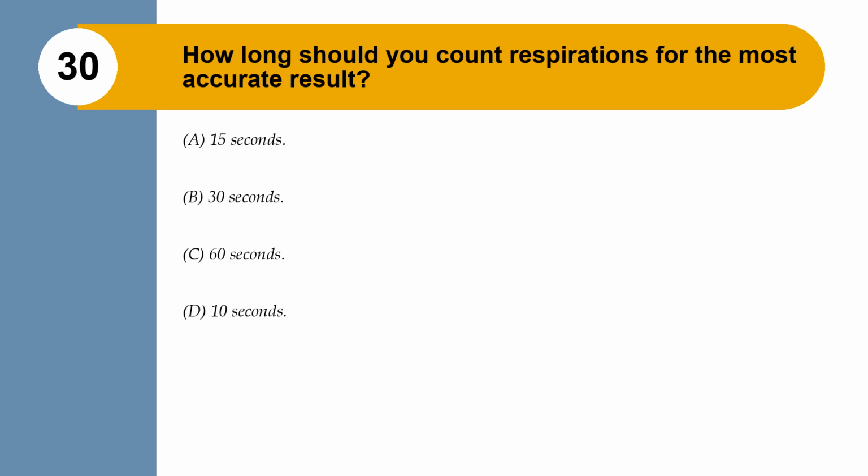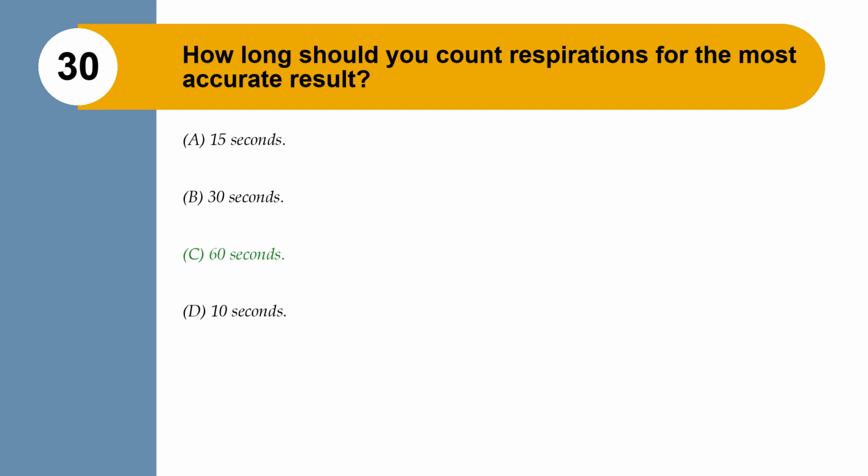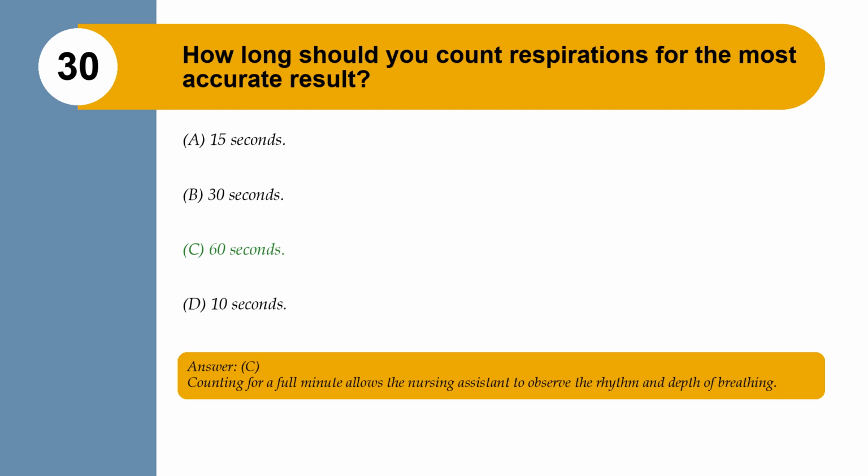Option A, 15 seconds. Option B, 30 seconds. Option C, 60 seconds. Option D, 10 seconds. The correct answer is option C, 60 seconds. Explanation. Counting for a full minute allows the nursing assistant to observe the rhythm and depth of breathing.